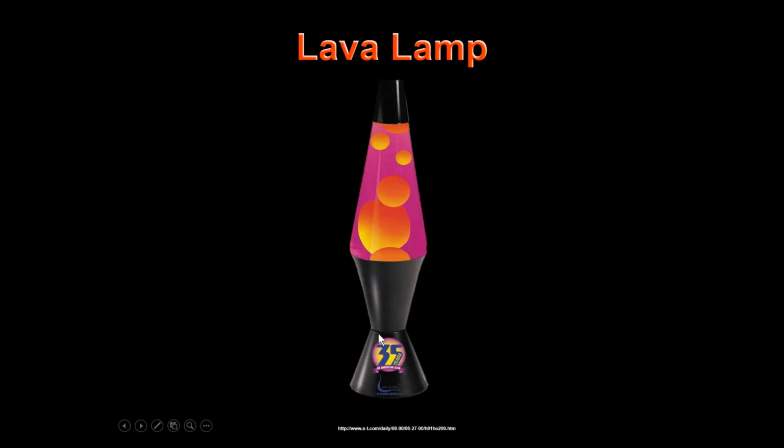A lava lamp is kind of a cool toy here, but there's a little heating element down here. This is like a waxy kind of material that when it heats up, it expands and will become more buoyant, and float to the top. It cools, and as it cools, it contracts, so it becomes less buoyant and sinks to the bottom.